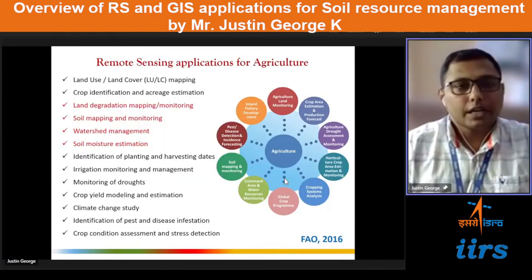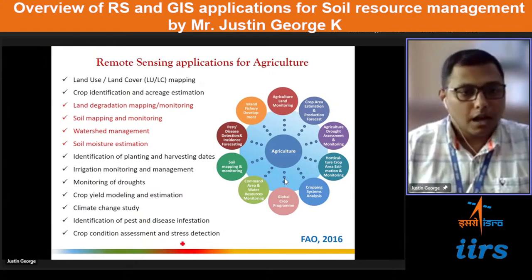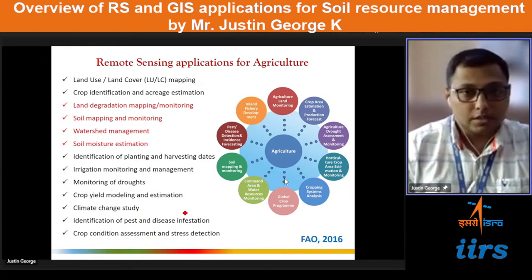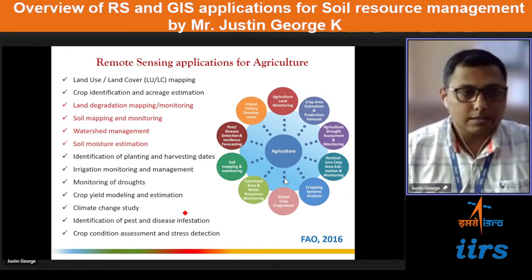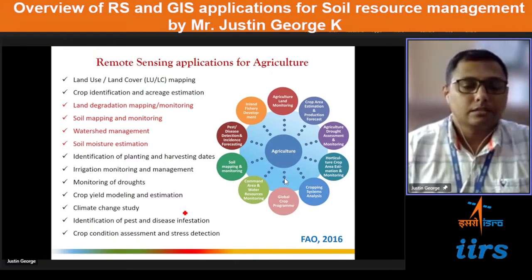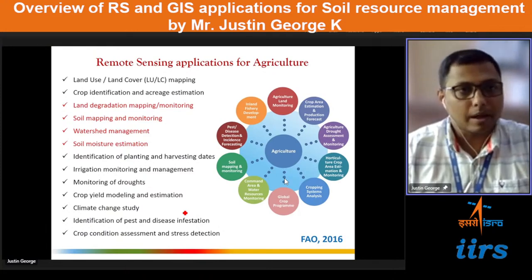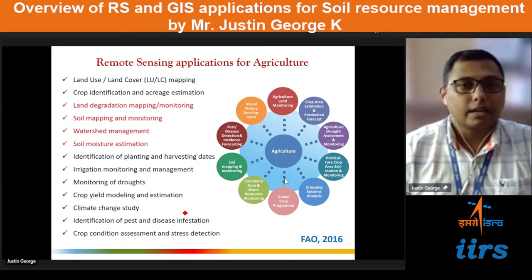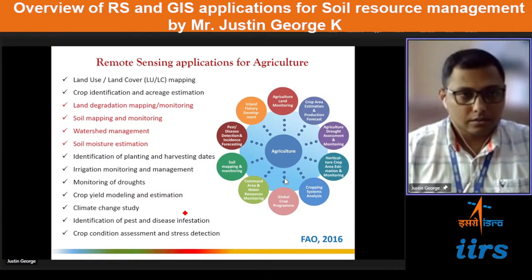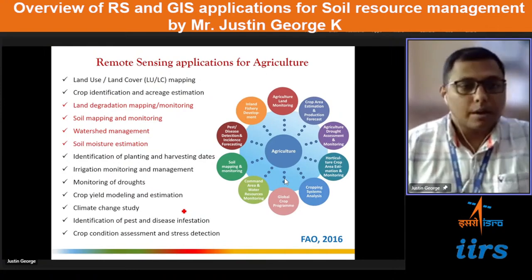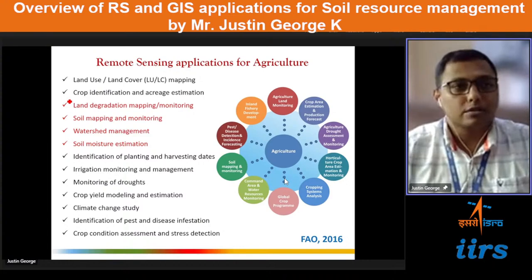So when we summarize the various remote sensing applications for agriculture, these are the different aspects in which remote sensing is used. It's not limited to only this, but these are the major applications of remote sensing in agriculture. It mainly includes land use land cover mapping. My colleagues might have explained and described in detail all these things: the crop identification as well as the acreage estimation, the identification of planting and harvesting dates.